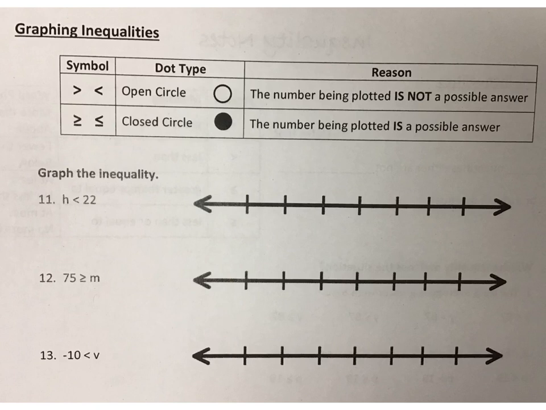So what I always do, we have h is less than 22. I always write 3 numbers on my number line, including the number itself, and then 1 number less and 1 number more, okay? It does not have an equal to sign, so it's going to be an open circle. And then I always think about what numbers would make this true. Would 21 make this true? Yes. Would 23 make this true? No. So it's going to be pointing towards 21.